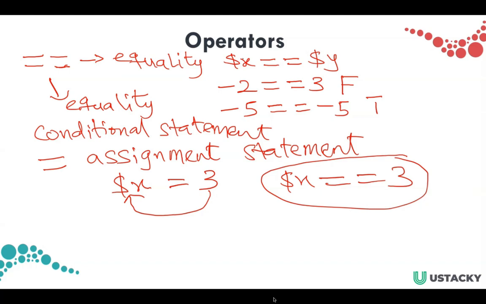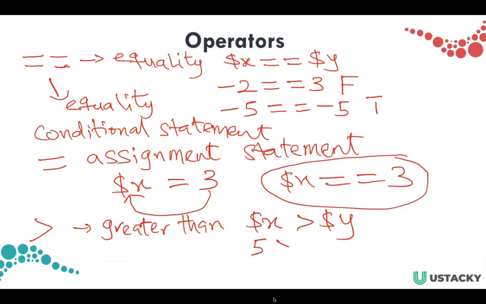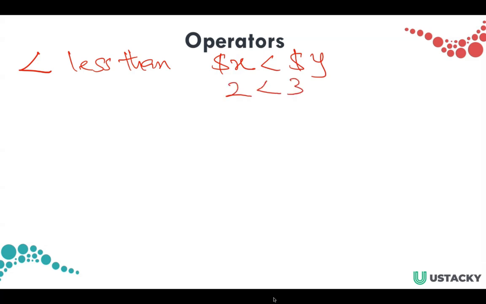Another operator is greater than. For example, if you have $x is greater than $y. For example, if you have 5 greater than 3, this is going to return true. But if you have 2 is greater than 10, this is false. So let's talk about the next operator. We also have less than. So you can check if $x is less than $y. This is also a conditional statement. So for example, 2 is less than 3. This is going to return true. But when you have -2 is less than -10, this is going to return false.